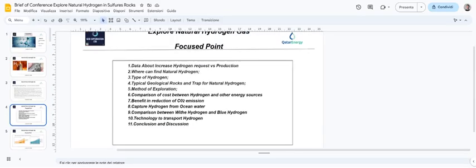What are the focus points of the conference or webinar? Data about increased hydrogen request and production, where we can find natural hydrogen, types of hydrogen, typical geological rocks and traps for natural hydrogen, the principal methods of exploration, comparison of cost between hydrogen and other energy sources, and the benefit in reduction of CO2 emission.